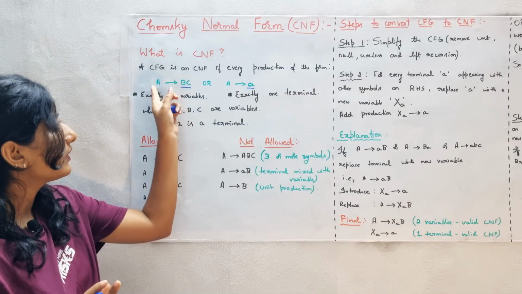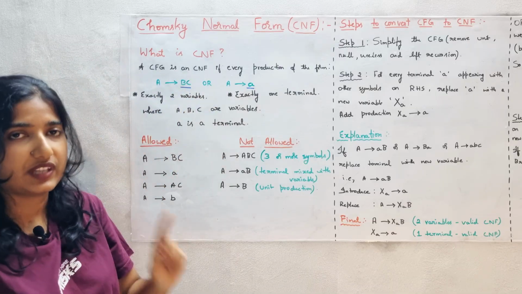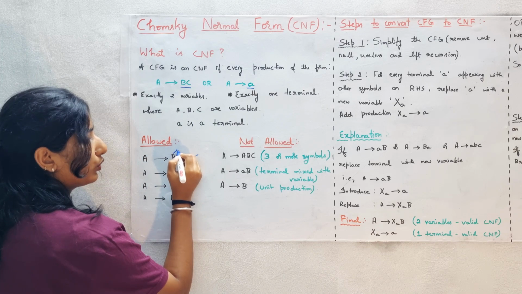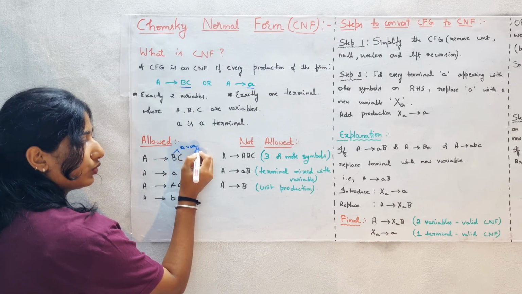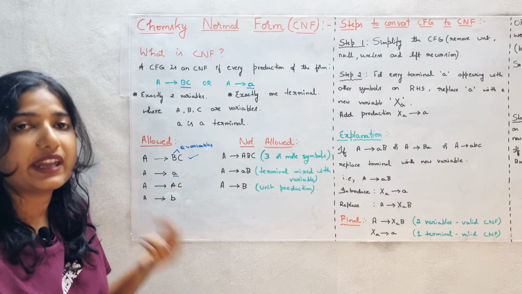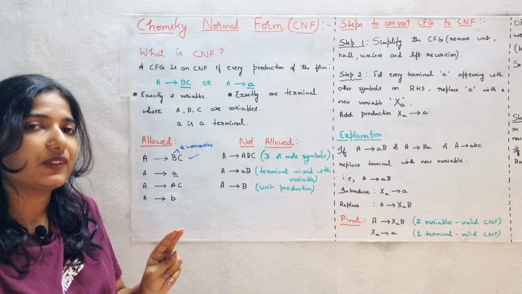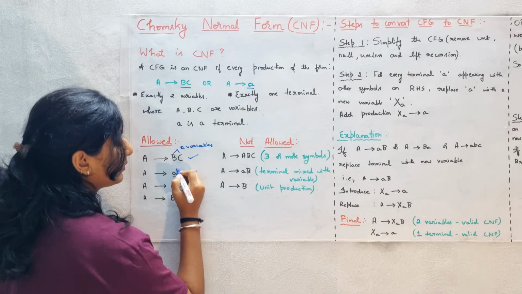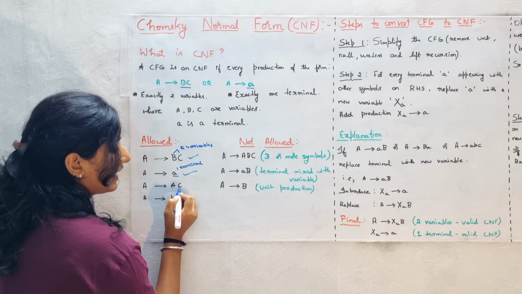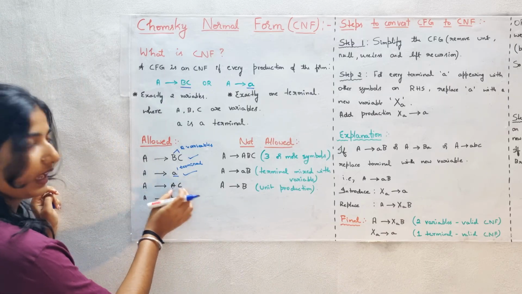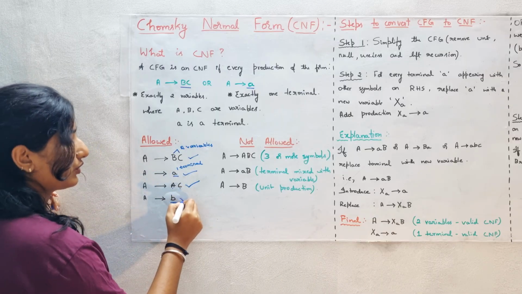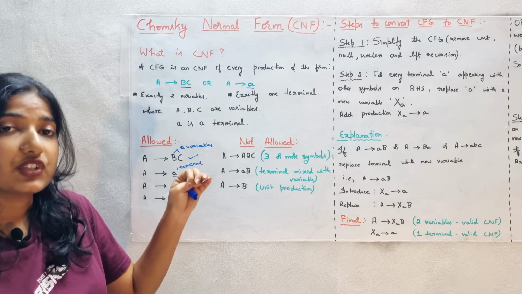So now let us see what are all allowed and what are all not allowed. Okay. So we should have A derives BC or A derives a. So A derives BC. This one is allowed. Why? Because there are two variables, correct? Two variables. And then A derives a. If there is a variable, then there can be two variables. If there is a terminal, there should be only one terminal, right? So this is also accepted because only one terminal. So here B, C, both are variables and there are only two variables. So allowed. And here this b is a terminal. So this one is also allowed. Clear?